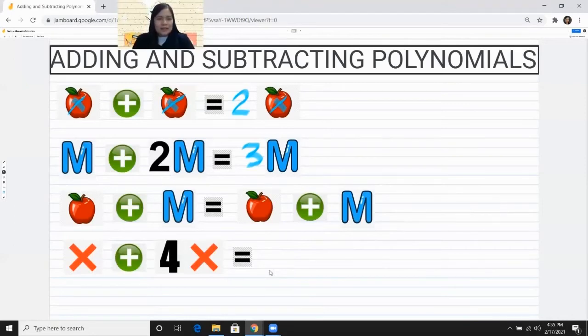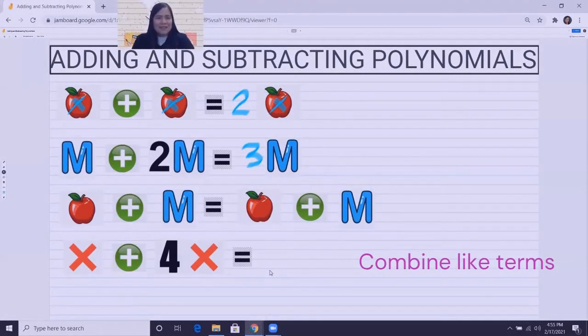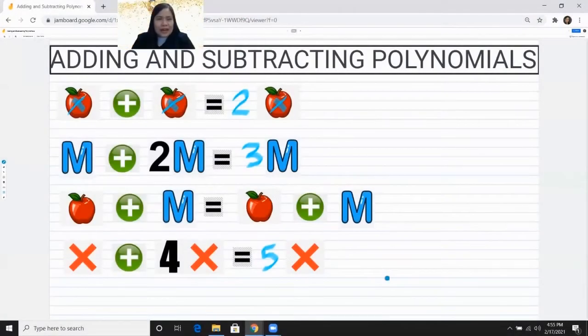How about if we have 1x plus 4x? How many x's do we have? You're right. We will have 5x. So just remember the rule in adding and subtracting polynomials: we cannot add unlike terms. We're just adding and subtracting similar terms, or like terms. If there are unlike terms, we just write them as they are.